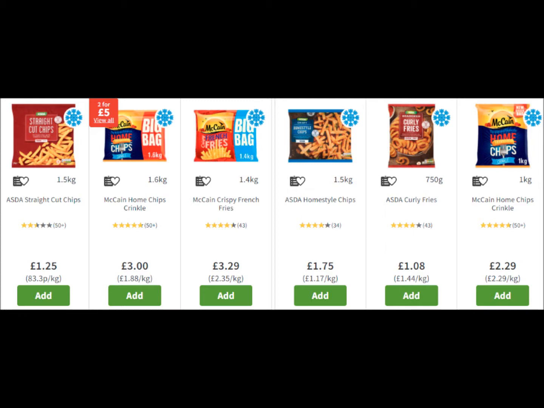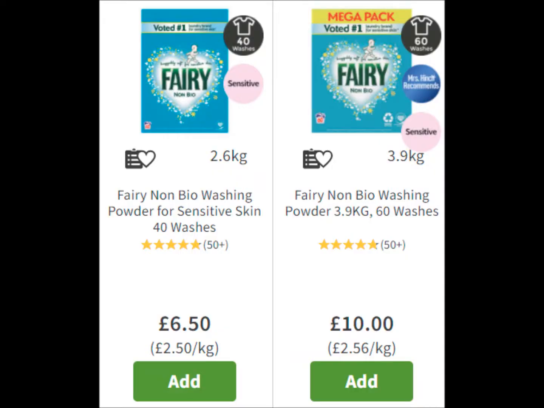The next one that we have to look at is some sort of washing powder for putting in with your clothes. Have a look which one is the best buy per kilogram.